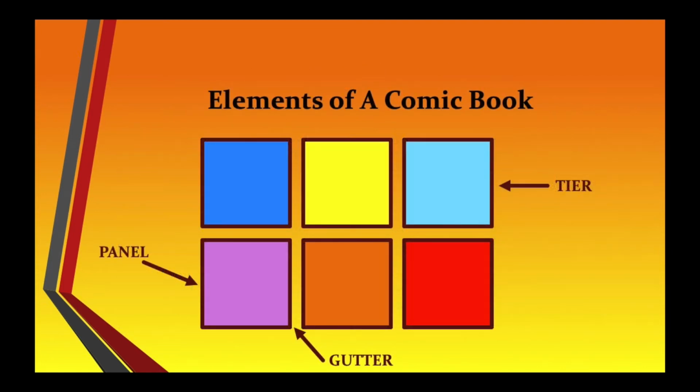Now let's discuss a few basic elements of a comic book. Firstly, in this picture, a square represents a panel. They represent individual scenes of the story. The space between two panels is called a gutter and a single row of panels is called a tier.